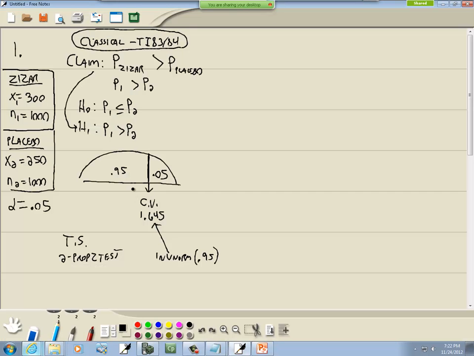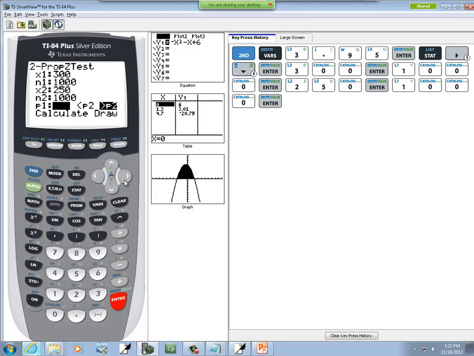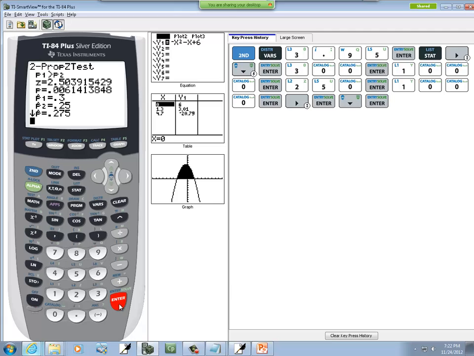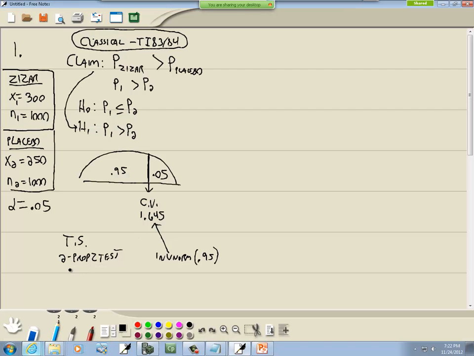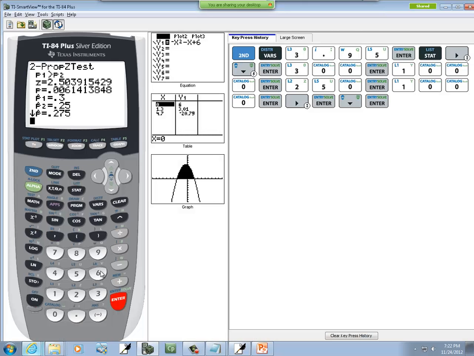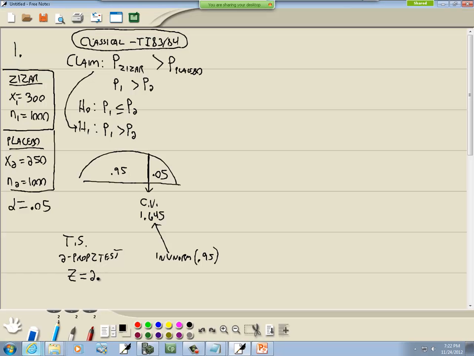The symbol on H1 is a greater than, so I want to arrow over, make sure the greater than is highlighted, so I'll press enter on it. Mine was already highlighted. And then I'll down arrow to calculate and press enter. Now the z equals is our test statistic, so it's 2.50. Now this is the number line. Here's 1.645, so 2.50 would fall over here in the right tail.